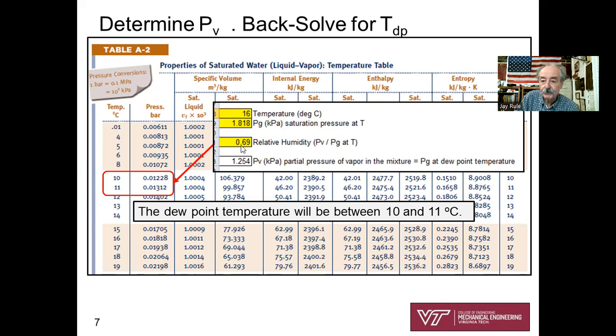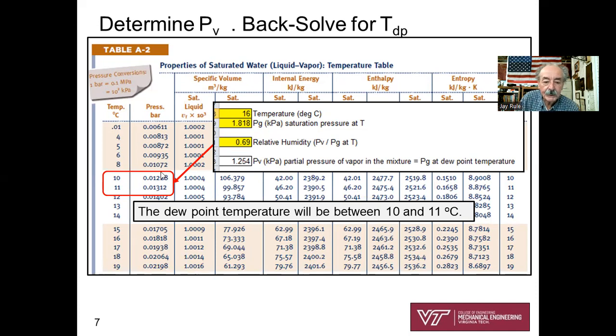Now we have, from the Weather Channel, 69% relative humidity. We'll write that down. And so remember, the definition of relative humidity is PV over PG. Let's solve for the partial pressure of the vapor of our air. It's 0.69 times 1.818, or 1.254 kPa.